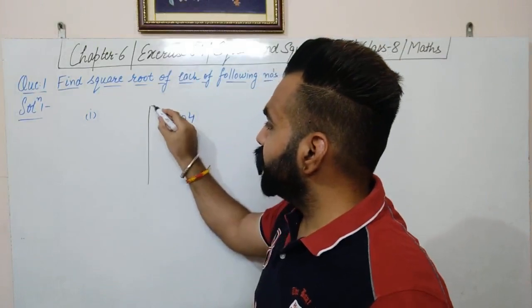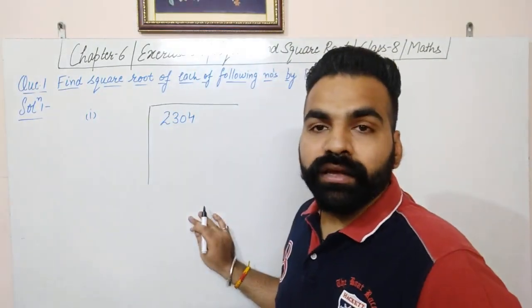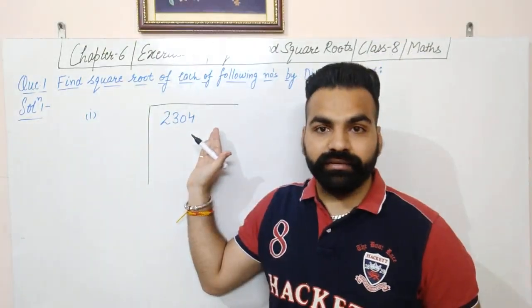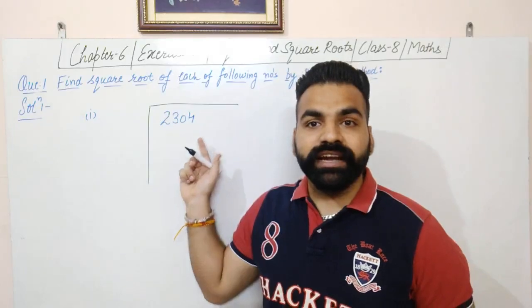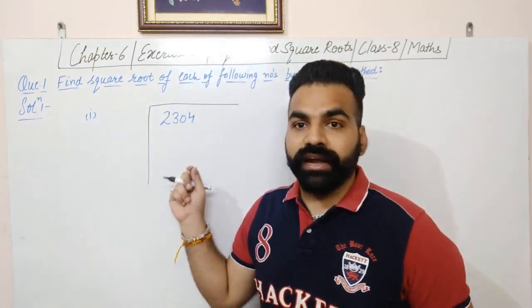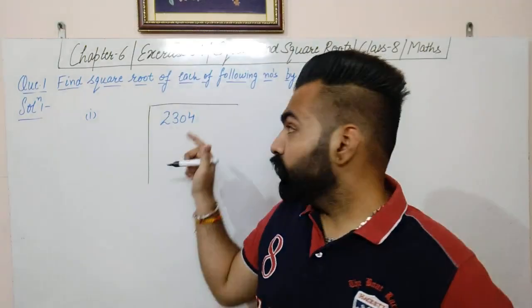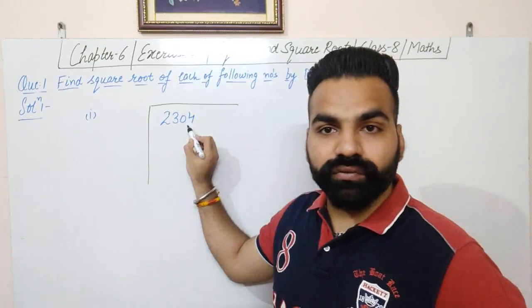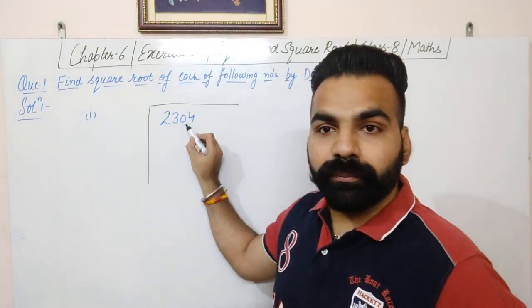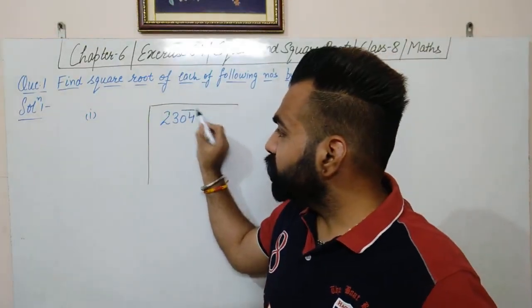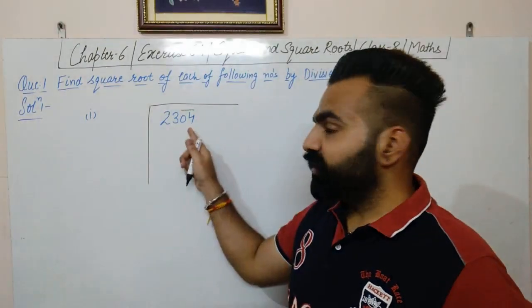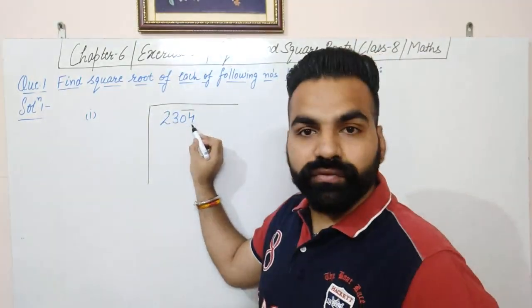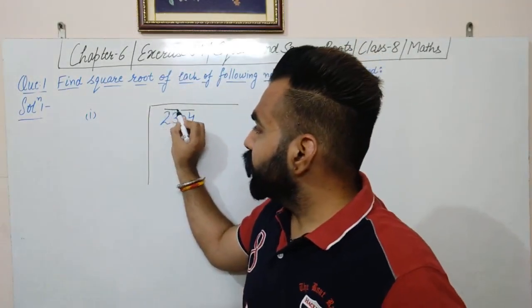First of all we will make a box like this and we will start making pairs from the right hand side. We will start from the unit digits and make pairs of the numbers, and for each pair we will put a bar on those two numbers. So the number here is 2304. The last two numbers, the pair of 0 and 4, we will put a bar on 04. So that is the first pair and we will move from right to left. The first pair is 04, the next pair will be 23.